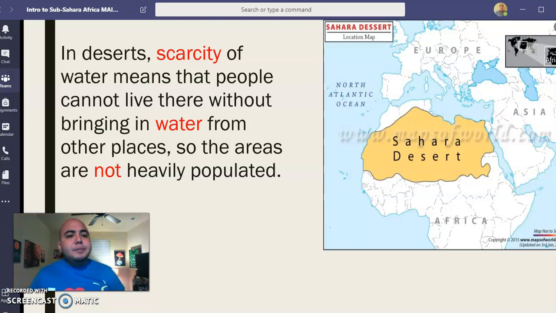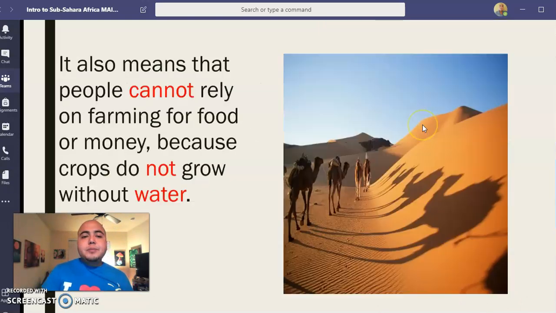Okay. All right. In deserts, scarcity of water means that people cannot live there without bringing in water from other places. So the areas are not heavily populated. So as I told at the beginning, all civilizations, all towns, all communities always sprout next to water sources. Without water, chances are that you're going to have basically little to no people living there. And in the Sahara Desert, this part of Africa, you'll find one of the lowest population levels.